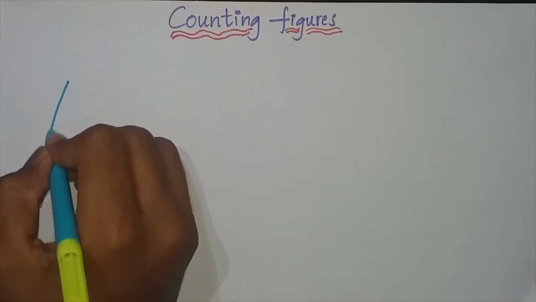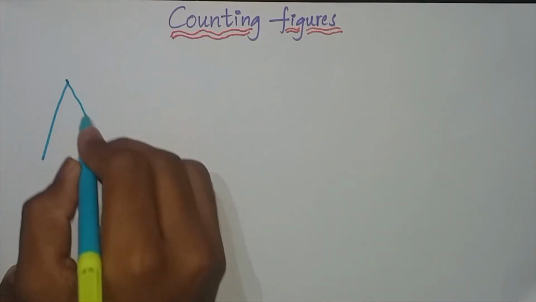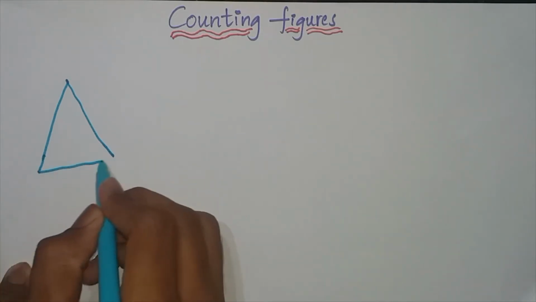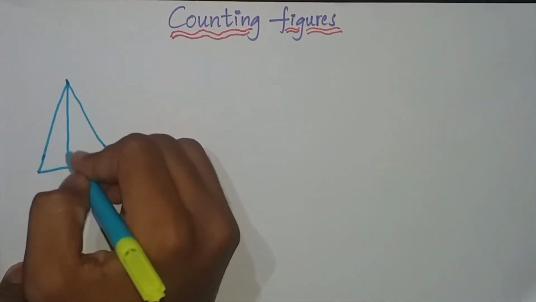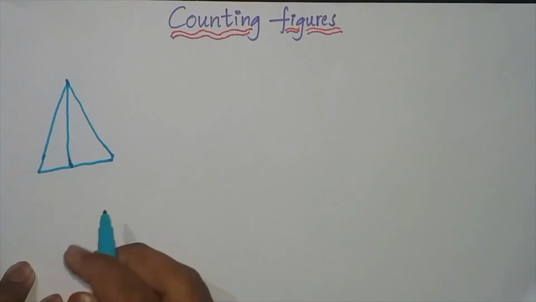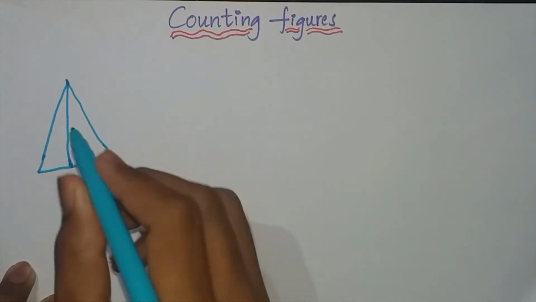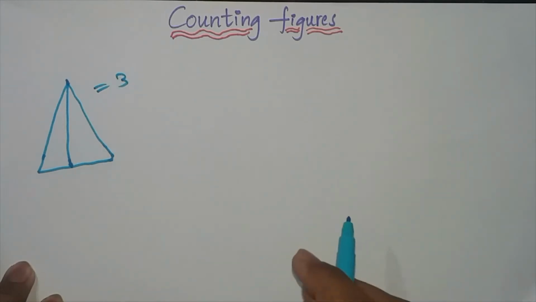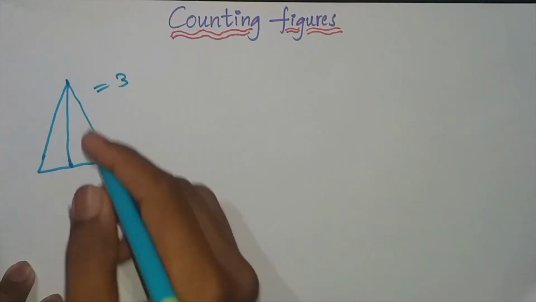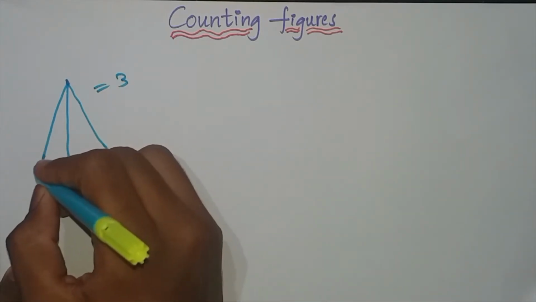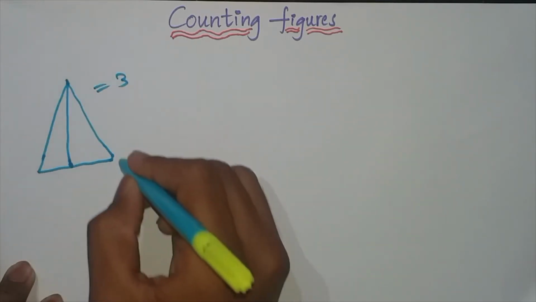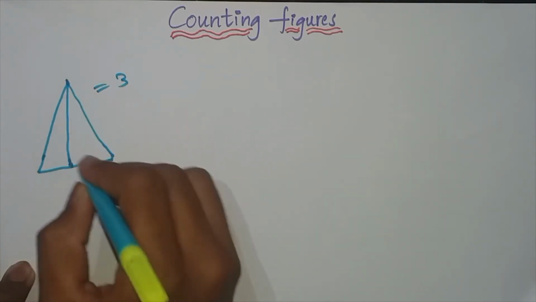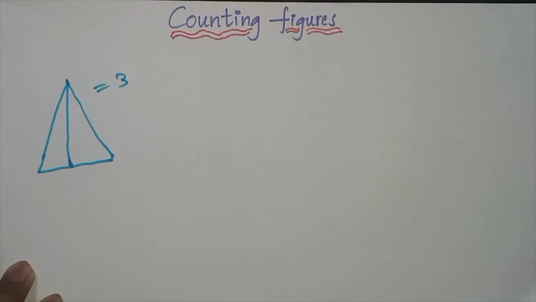So this is a given triangle. Suppose there is a line in between. How many triangles are there in this question? You will directly say there are three figures, that means three triangles. In the oldest method, you calculated like this: this is one triangle, this is one triangle, this is one triangle.